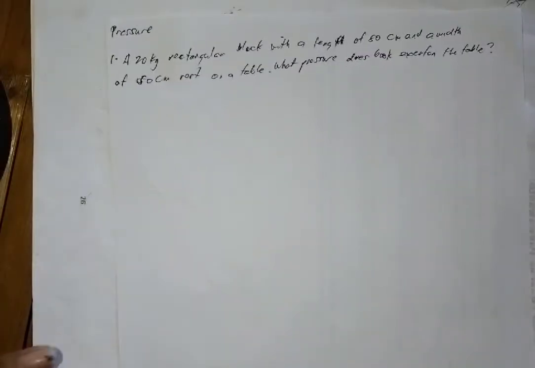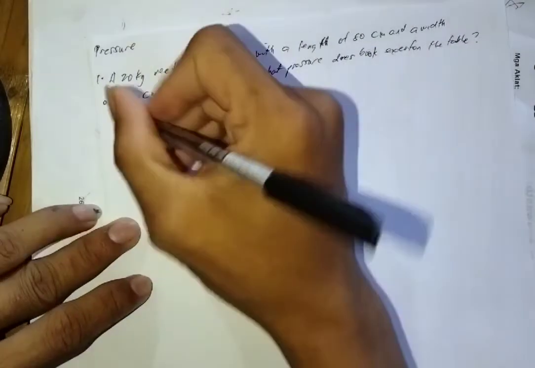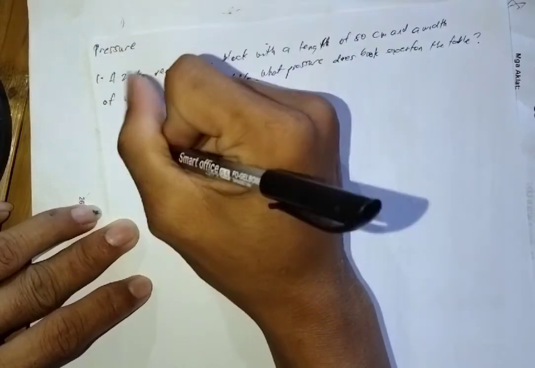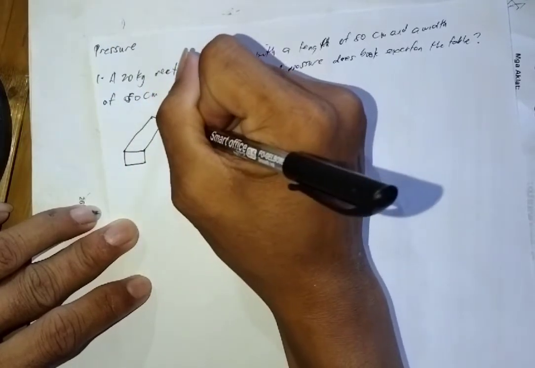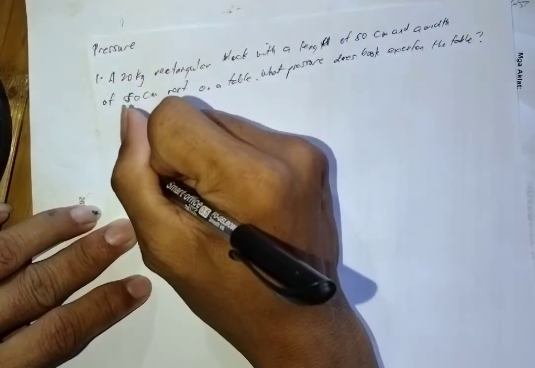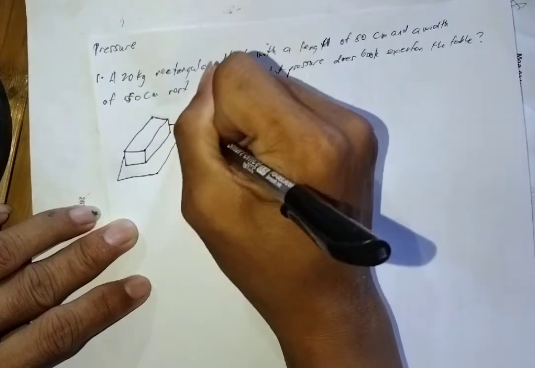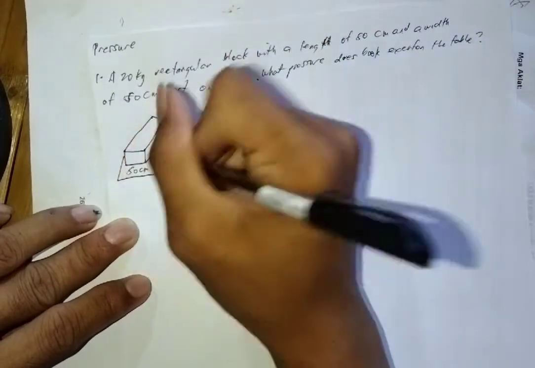Pressure. Problem number 1. A 20 kilogram rectangular block with a length of 80 centimeter and a width of 50 centimeter rests on a table. What pressure does the block exert on the table? Let's draw first the rectangular block. This is 80 centimeter and 50 centimeter.